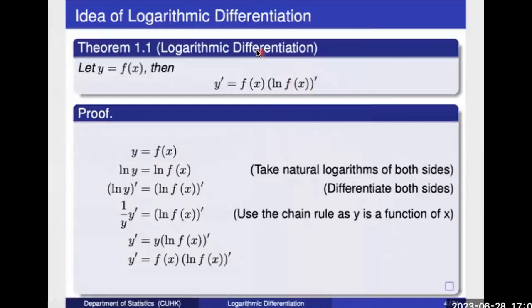Now, let's move on to the first theorem, which is displayed on the screen. This theorem states that if y equals f of x, then y prime equals f of x times the derivative of the natural logarithm of f of x. To prove this theorem, we take the natural logarithm of both sides, differentiate both sides, use the chain rule as y is a function of x, and finally solve for y prime.